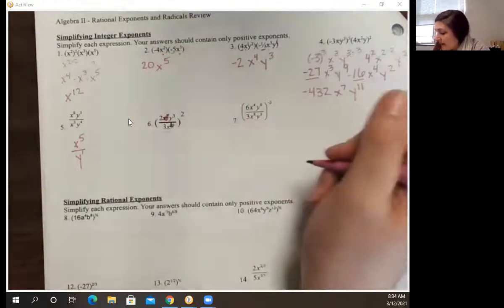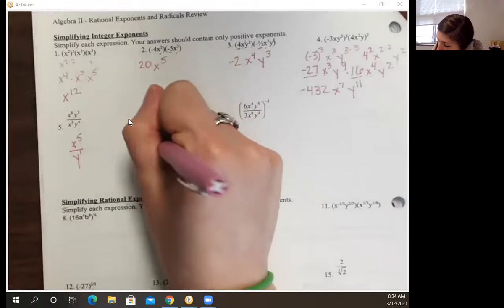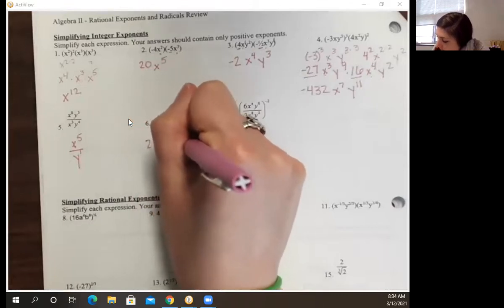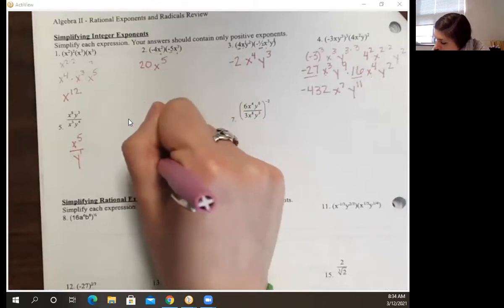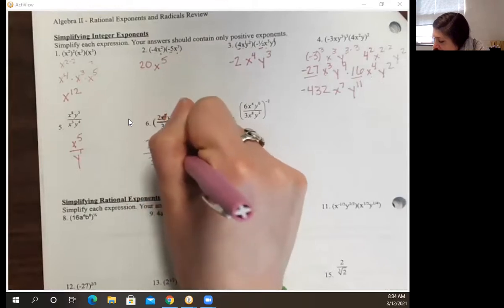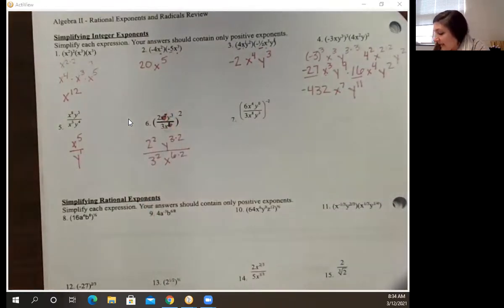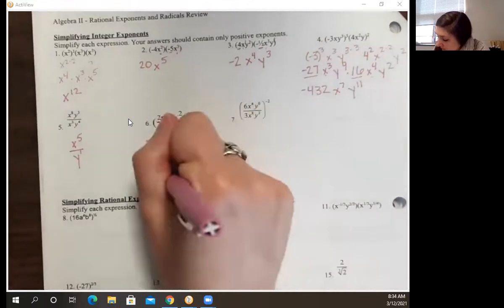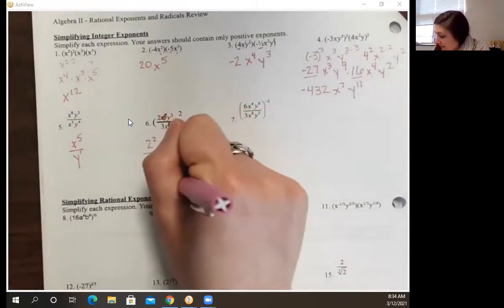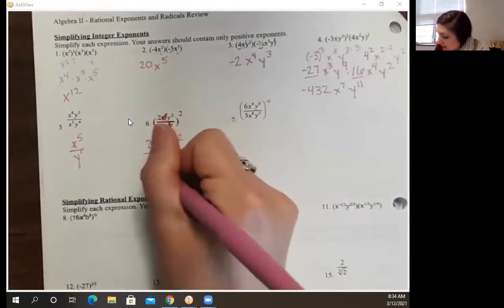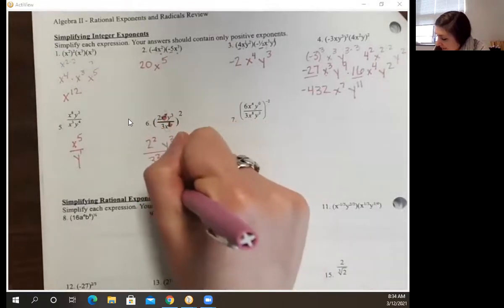And then we'll distribute that power in. So this would be 2 squared y to the 3 times 2 over 3 squared x to the 6 times 2. And then we'll just tidy this up a little bit. 2 squared is 4. This would be y to the 6th over 9x to the 12th.